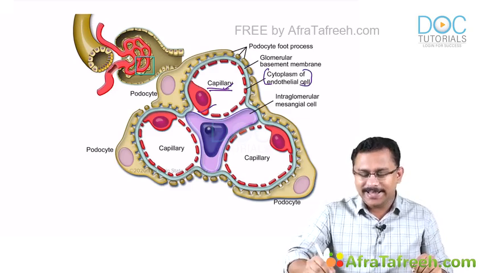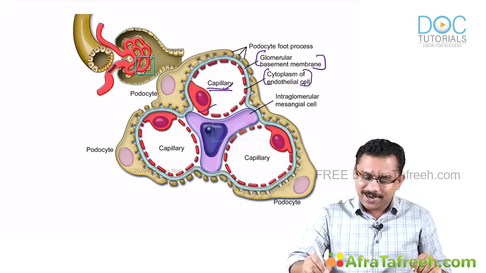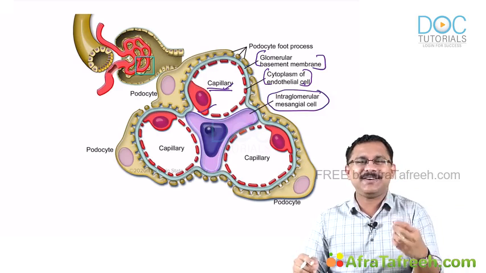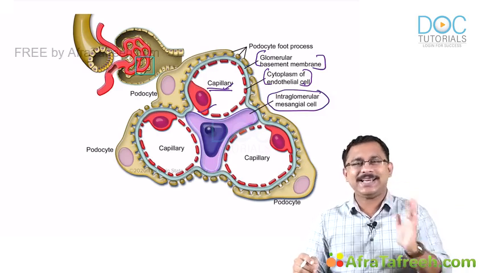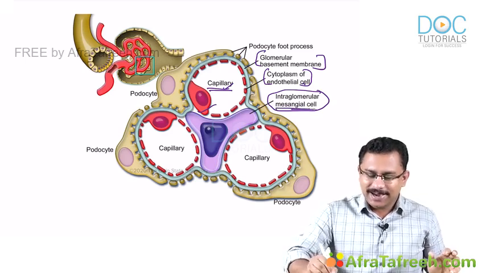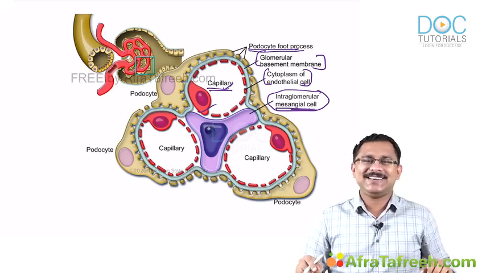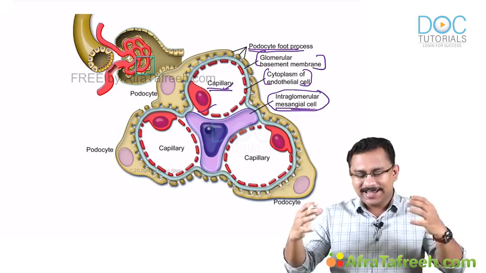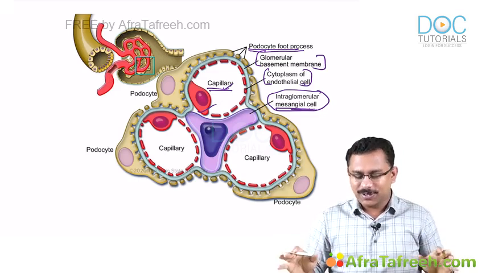And then what is the next layer? You have the glomerular basement membrane, and in between you have the mesangial cells. The mesangium consists of two components, that is the mesangial cells as well as the mesangial matrix. You can see the mesangial cells here, and also the foot processes of the podocytes of the visceral part of the Bowman's capsule. So it is again a component of the filtration barrier.